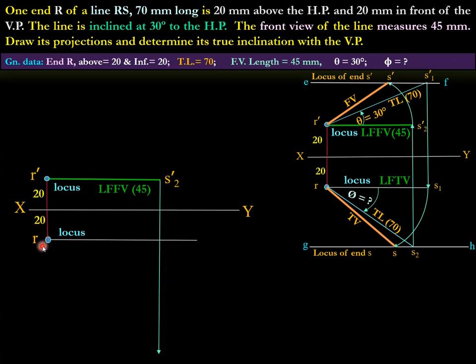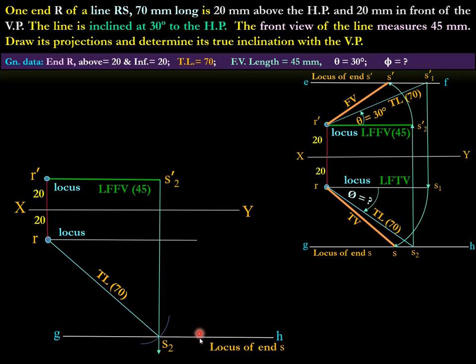With R as center and 70 mm, that is the true length, as radius, cut an arc on the vertical line which comes from the endpoint S2 dash. Name the point of intersection as S2. Join the point S2 with point R, which will give us the true length line on the top view side. Now we can draw the bottommost locus line through the endpoint S2, which will become the locus of end S.